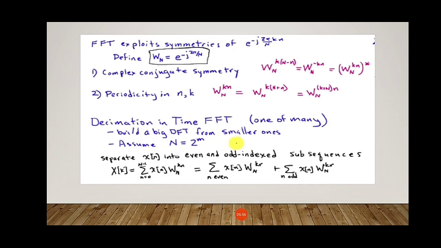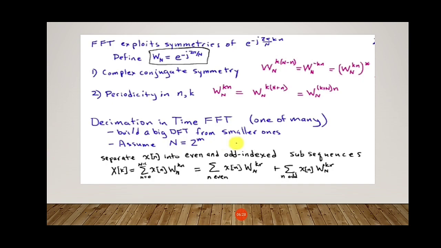Now, W_N to the power k of N minus n can be written as W_N kn into W_N minus of kn. Now, W_N to the power k of capital N can be written as e to the power minus j 2 pi by capital N into k into capital N. Capital N gets cancelled. What we are left with is e to the power minus j 2 pi k. Now, its value is equal to 1.